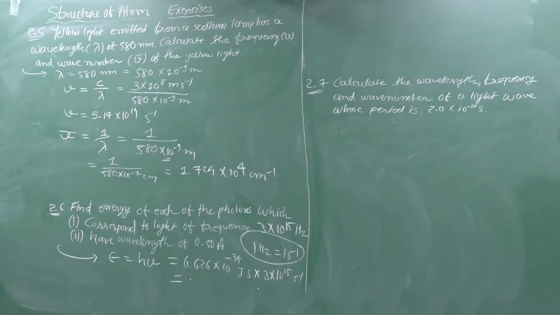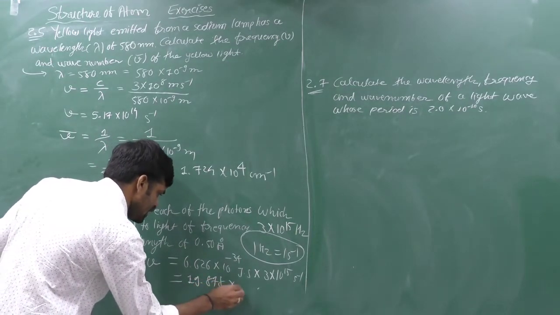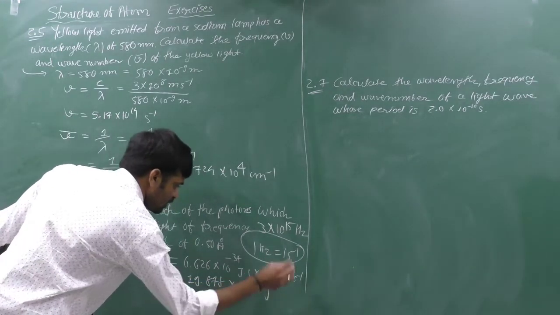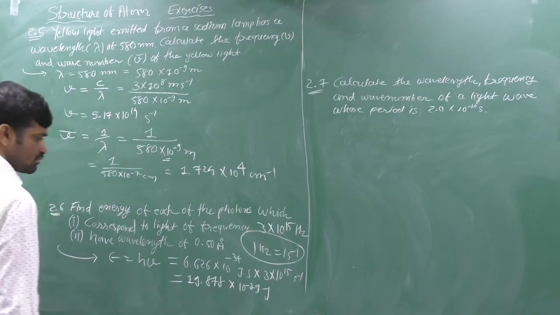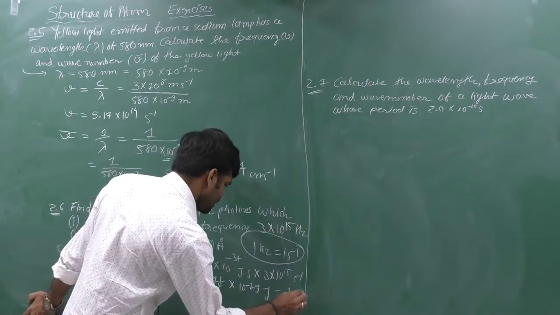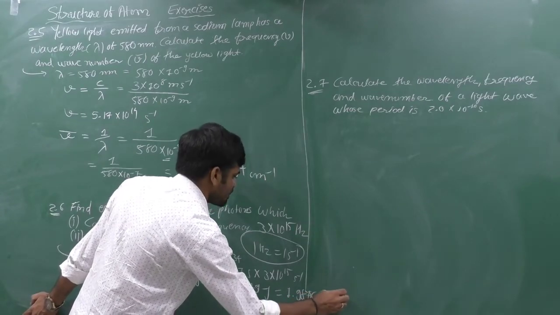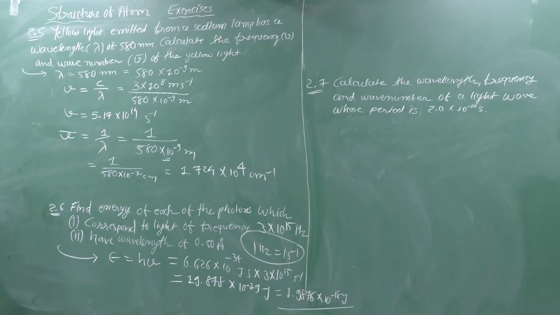Then the answer is 19.878 into 10⁻19 joule. You can convert into the one figure, then 1.9878 into 10⁻18 joule. એક પાવર આપણે આ બાજુ લીધી into 10⁻18 joule. It is the first, આ first નો આન્સર મળ્યો આપણને.